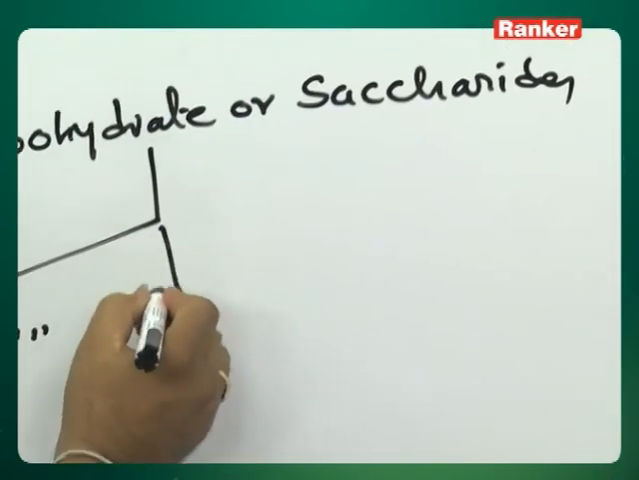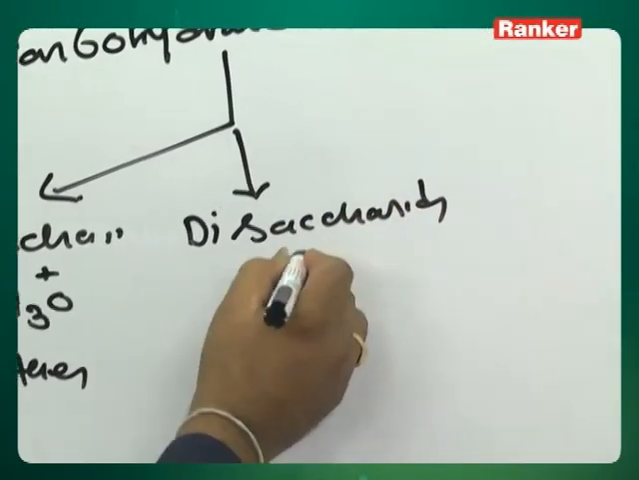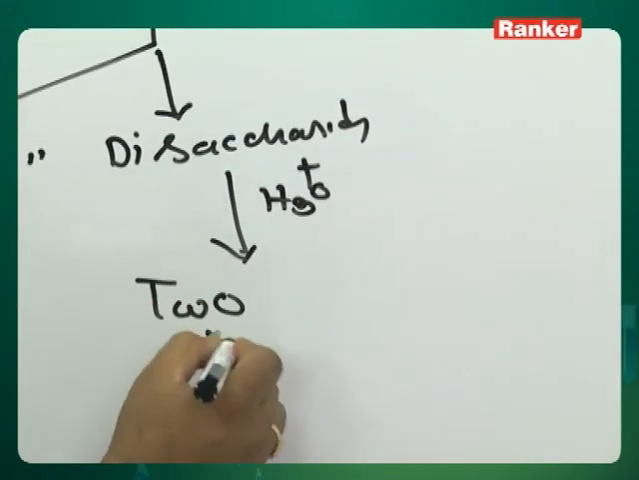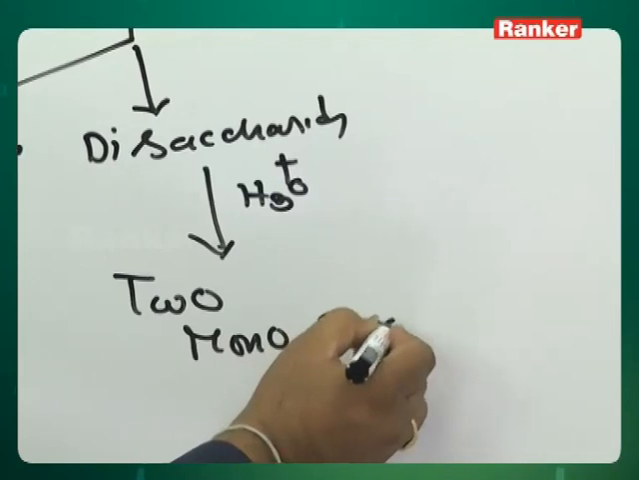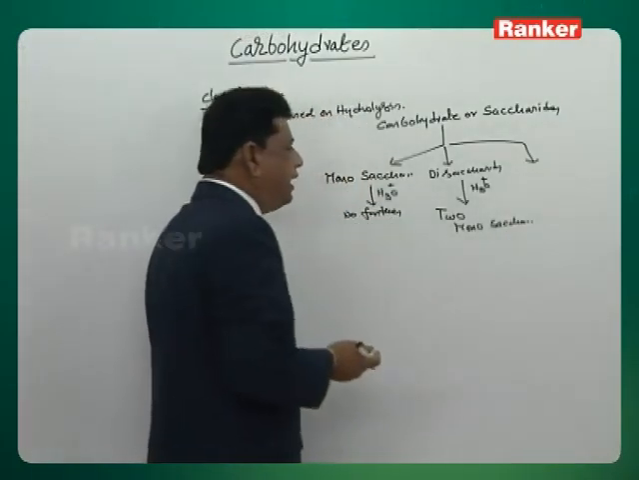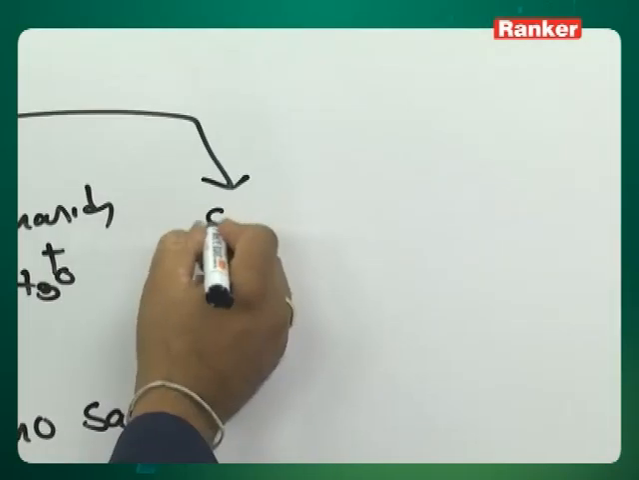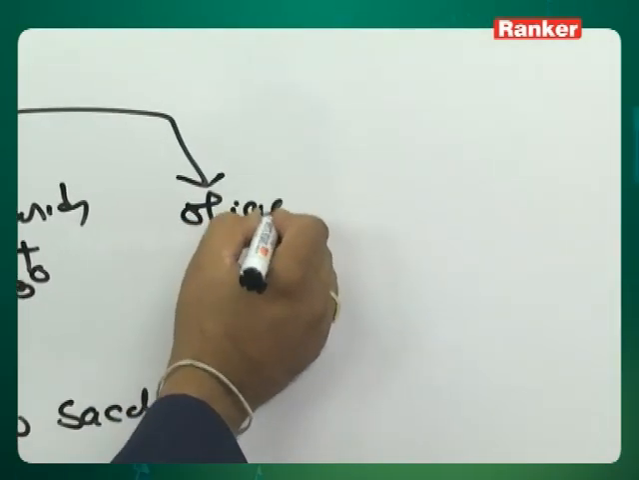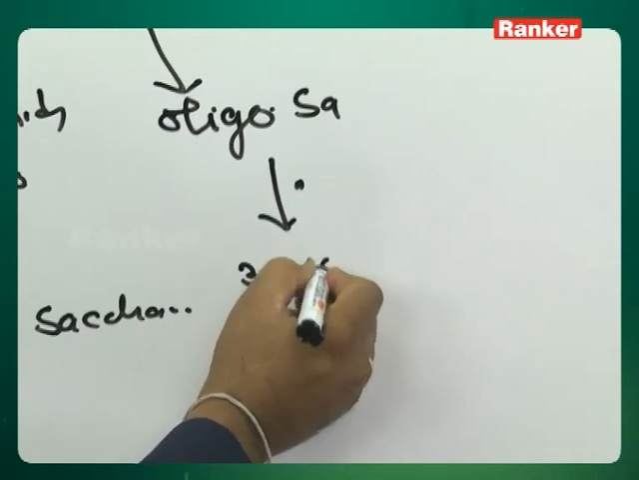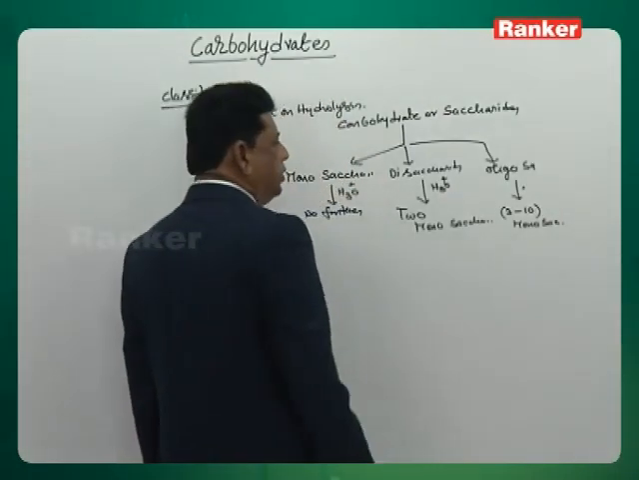If you can hydrolyze it into two pieces, they are called disaccharides. Disaccharides means on hydrolysis you get two monosaccharides. Similarly, you can also have trisaccharides and tetrasaccharides and so on. But some books give another section called oligosaccharides. Oligosaccharides means on hydrolysis you get 3 up to 10 monosaccharides. Such saccharides are called oligosaccharides.